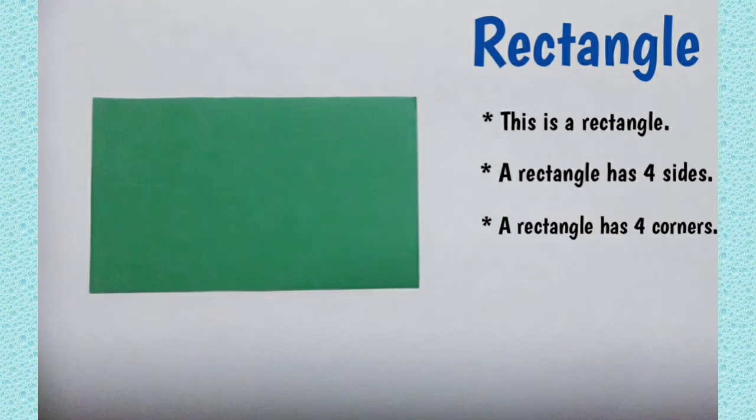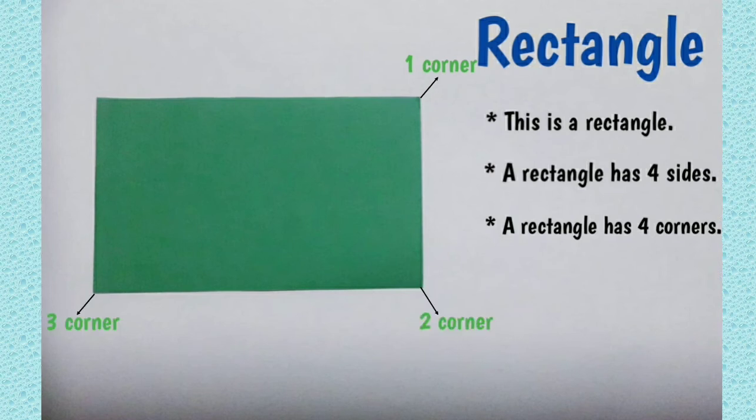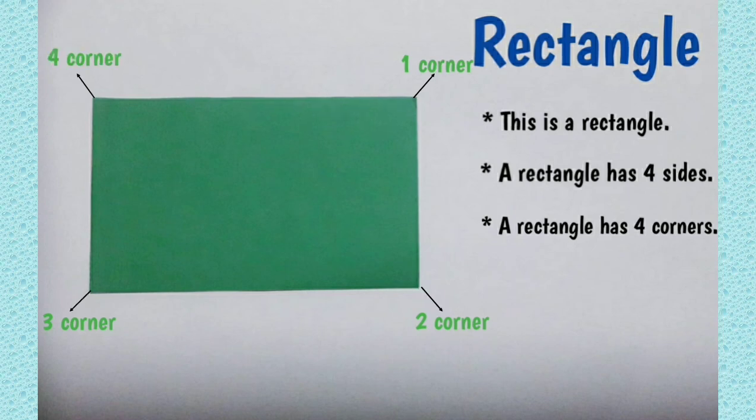A rectangle has 4 corners. How many corners are there in a rectangle, children? There are 4 corners. So let's count. This is the first corner. This is the second corner. This is the third corner. And this is the fourth corner. So how many corners are there in a rectangle? There are 4 corners in the rectangle.